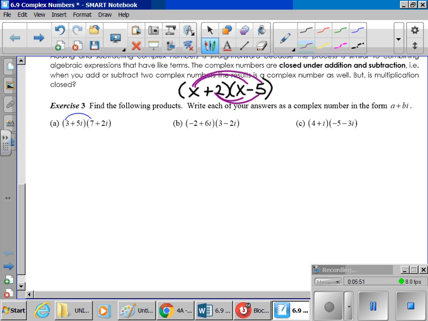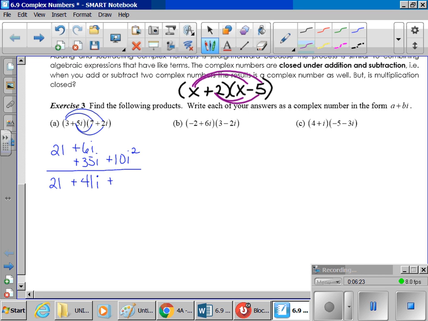So 7 times 3 is 21. 3 times 2i is 6i. 5i times 7 is positive 35i. I'm just combining the like terms here. And positive 5i times a positive 2i is a positive 10i squared. So I get 21 plus 41i.